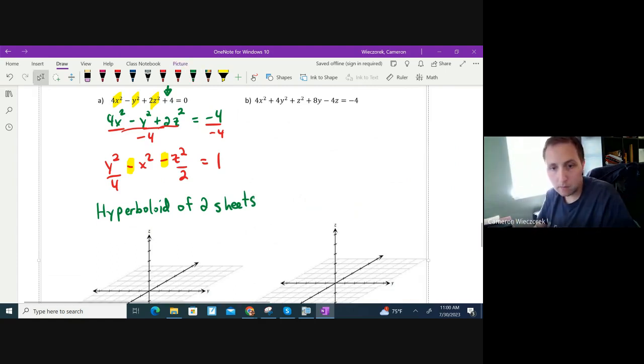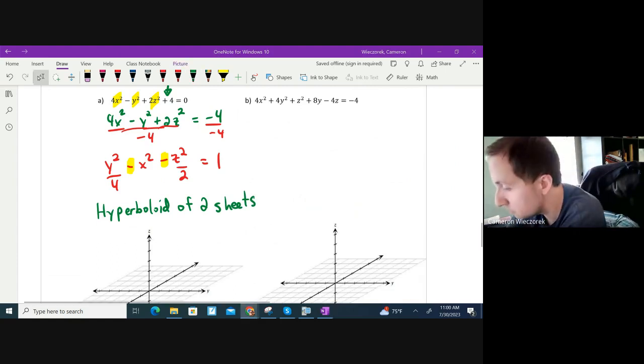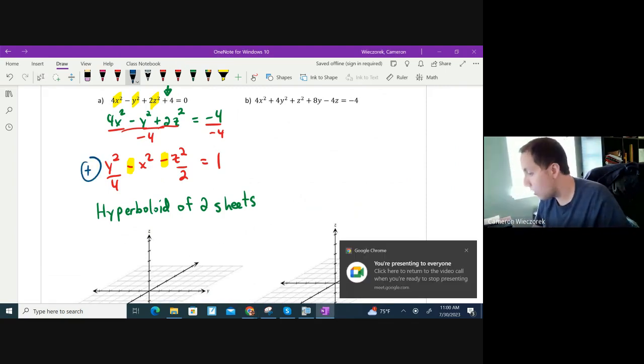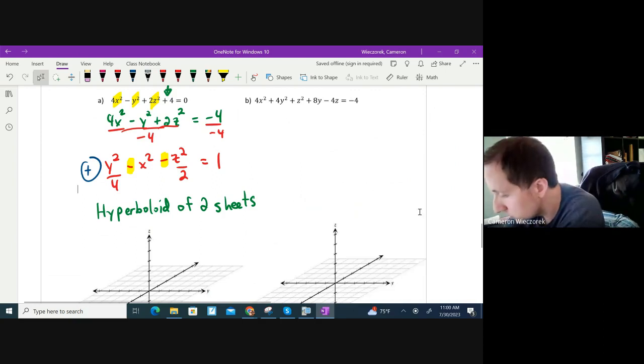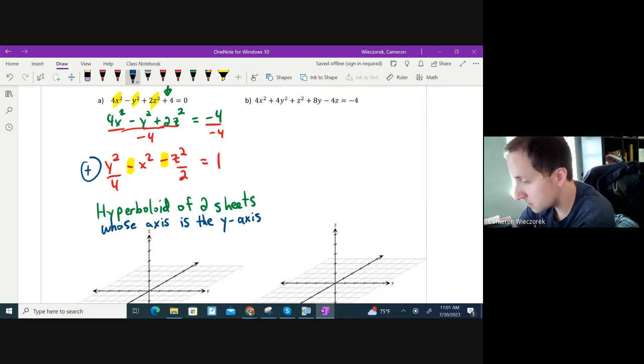Okay. What's the axis? The axis of symmetry is the variable that's positive. In this case, y is positive. So I'm going to say whose axis is the y-axis. Okay, so here's my standard form.